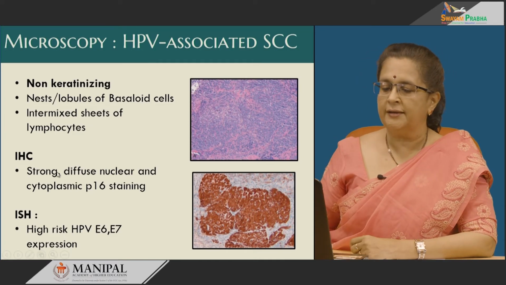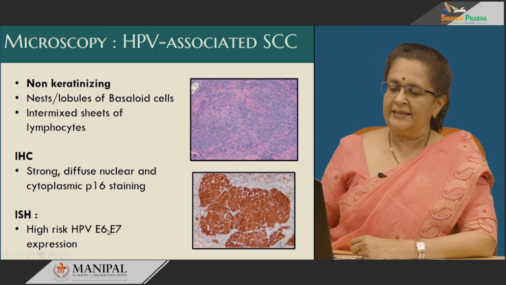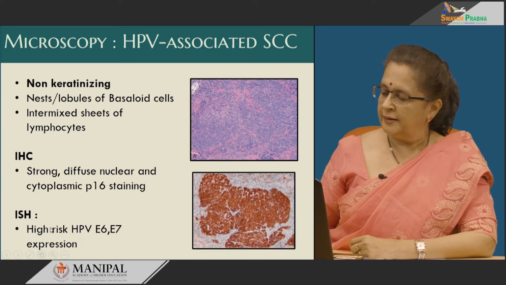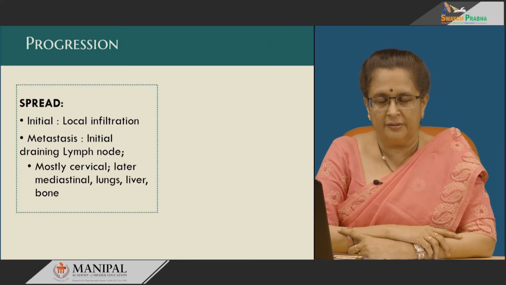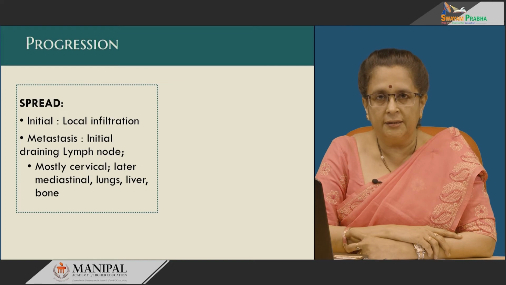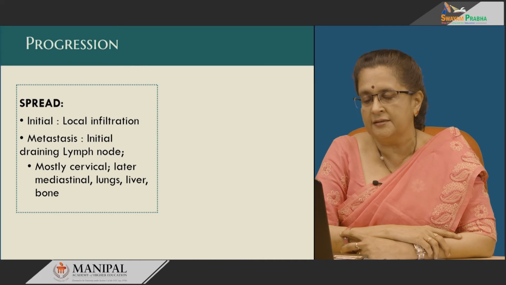Now, further if we try to do in situ hybridization, in that the E6 and E7 of the high risk HPV is expressed. So, what happens to this squamous cell carcinoma? Initially there is local infiltration, after that there is metastasis to the draining lymph node, then subsequently followed by the other lymph nodes. Hematological metastasis can occur to the lungs, liver and bones.